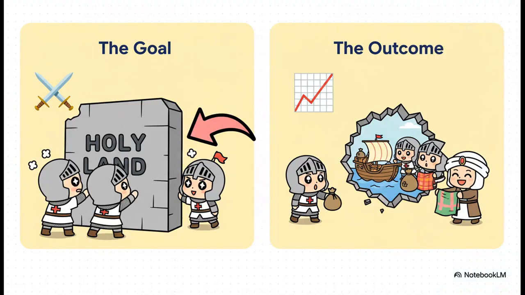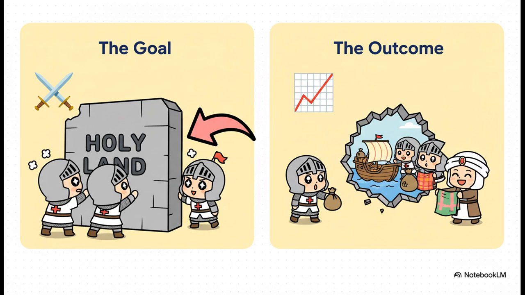And here you see one of the great ironies of history. The official goal of the Crusades was to take back the Holy Land. Militarily, they failed at that, but they had this massive unintended consequence. They reconnected Europe to Asia, reopening trade routes and sparking a huge exchange of goods and ideas that had been dormant for centuries.